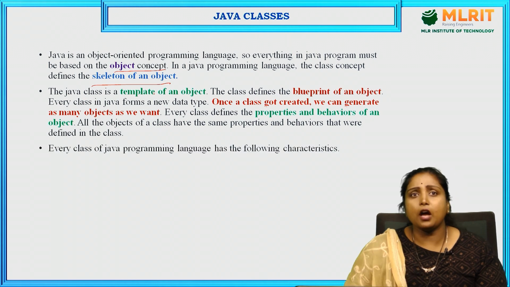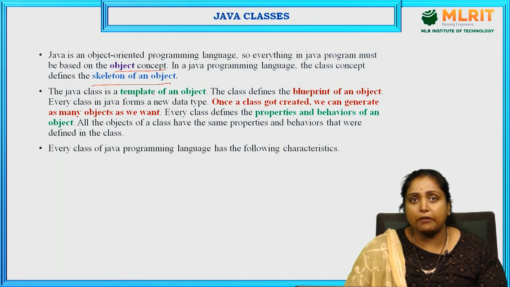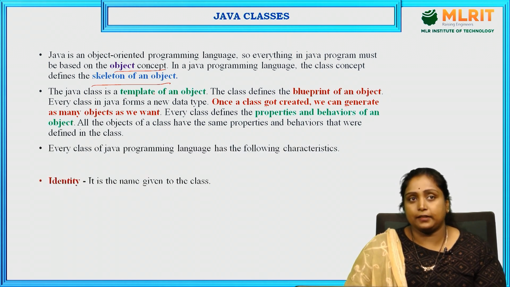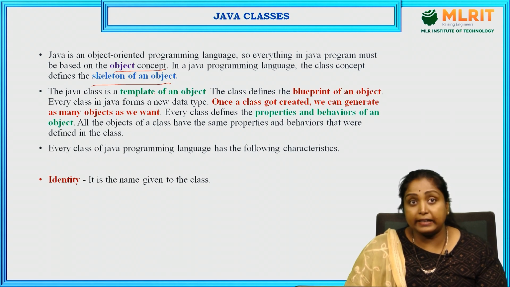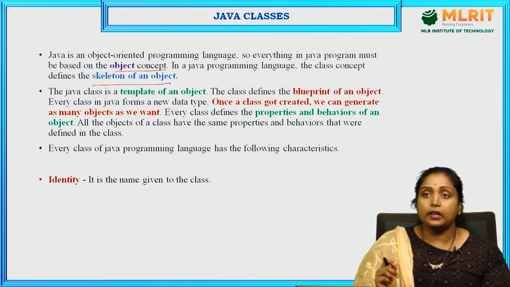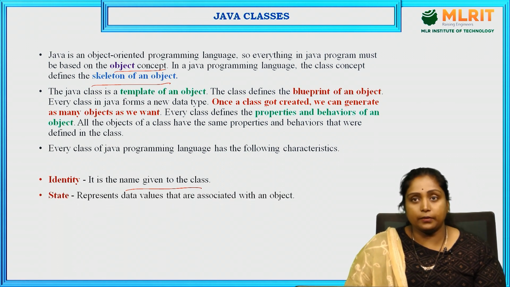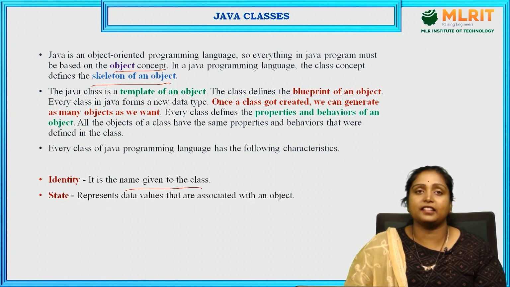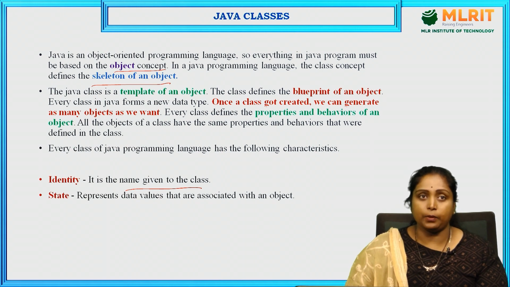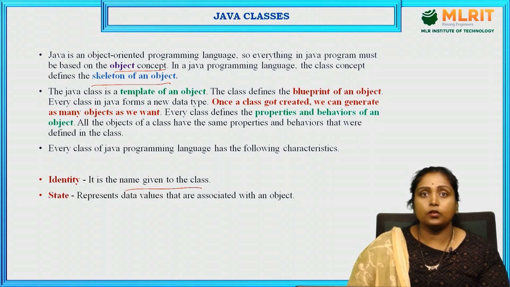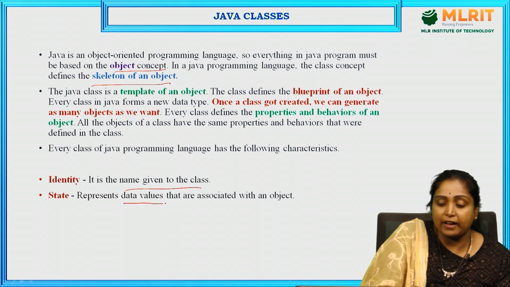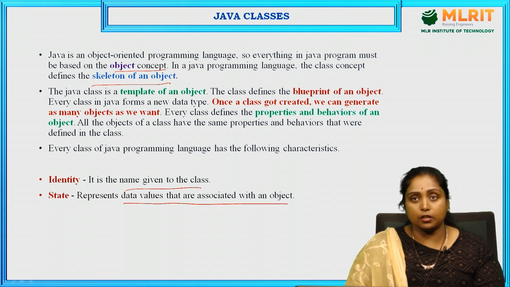So here every class in Java programming has the following characteristics. First, identity. So what is an identity? You have to give a name for the class. Every person has a name, right? In the same way, every class should have a name. Next, state. It represents the data values associated with a particular object.